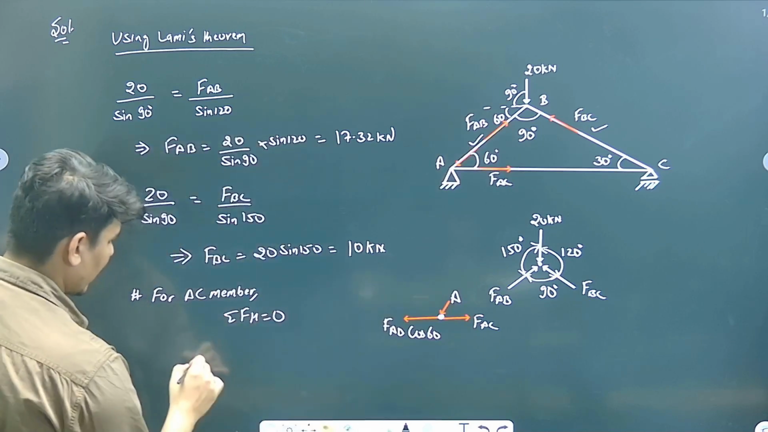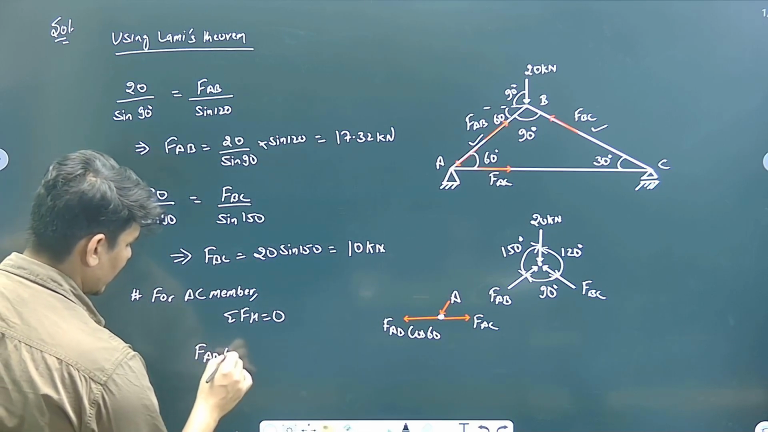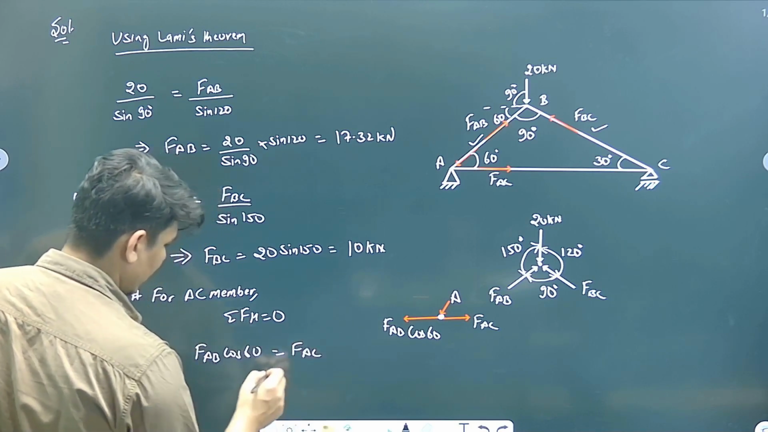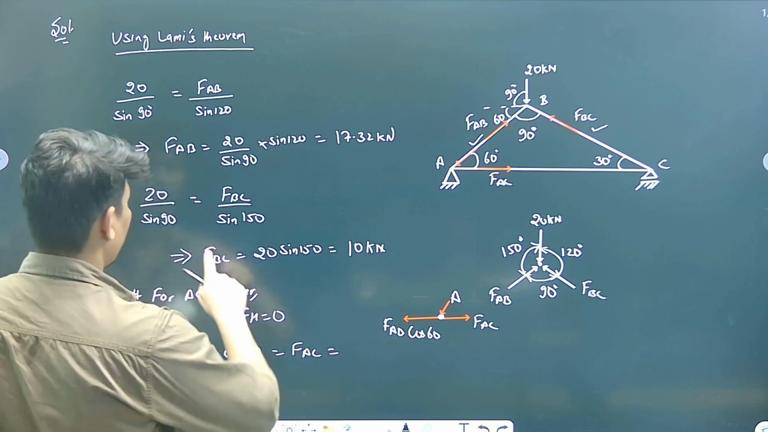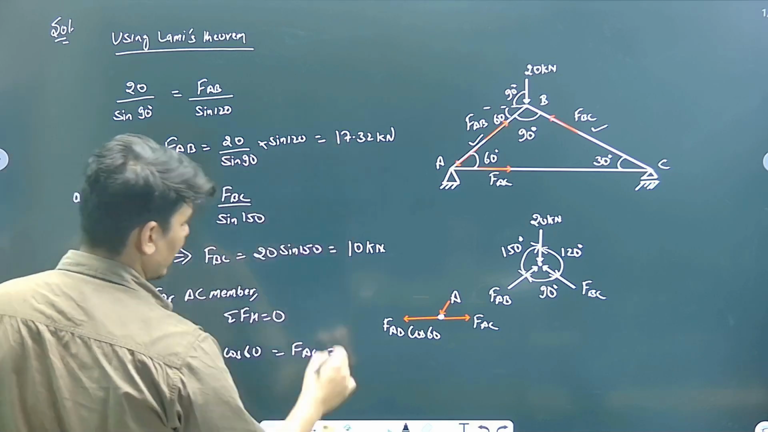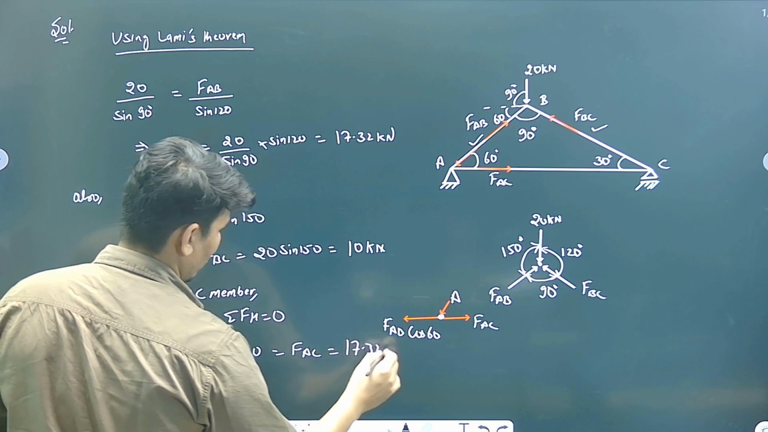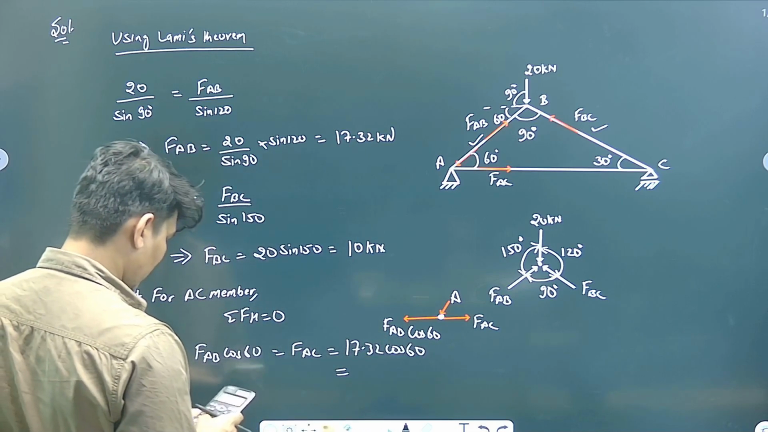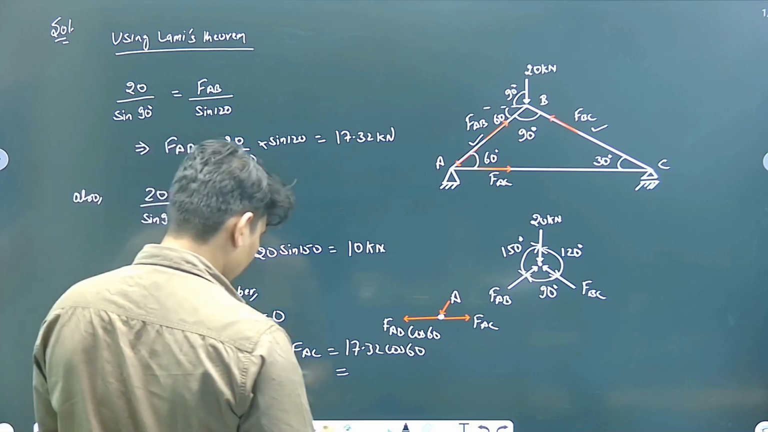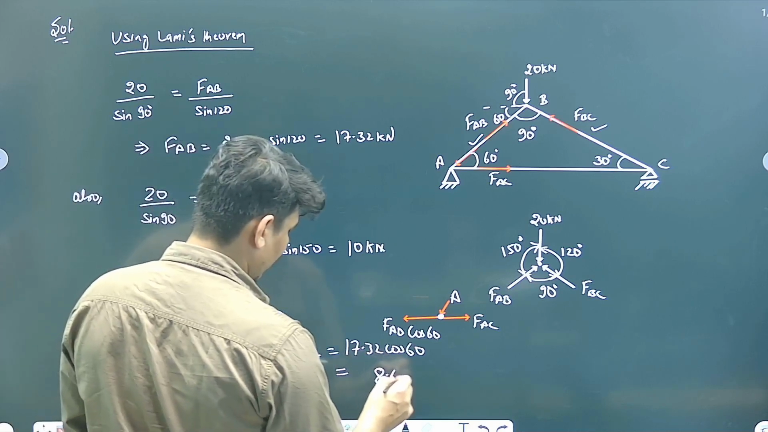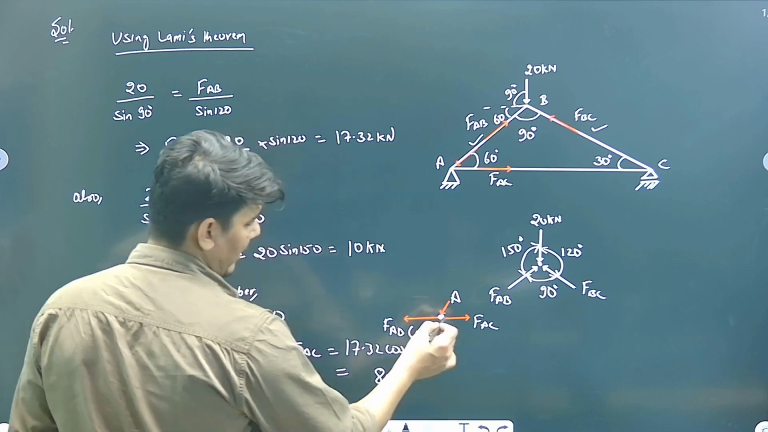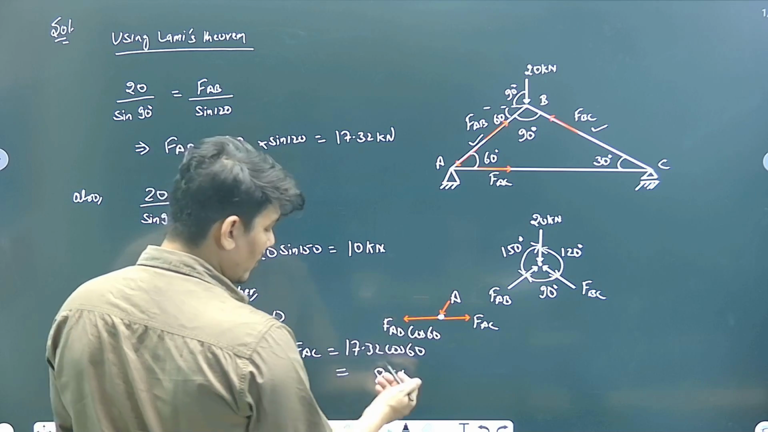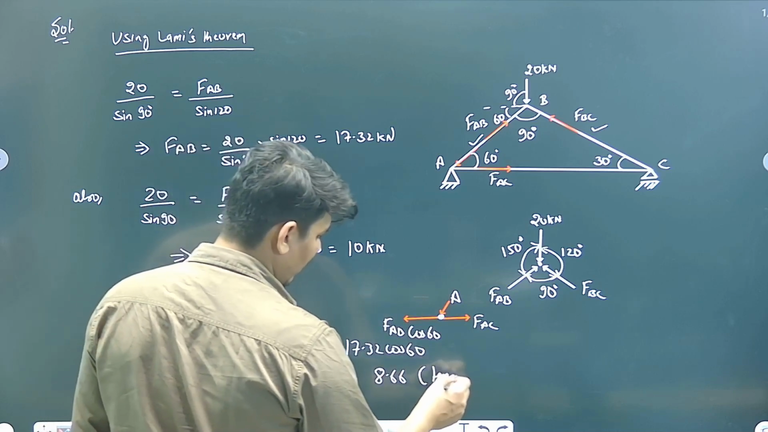So directly we can write F of AB cos 60 will be equal to F of AC, which is equal to, just multiply it. F of AB, force in AB member was 17.32 cos 60. Solve it. 17.32 cos 60 is 8.66. Right? So we have considered this F of AC as tensile force. So the value is positive. That means it is the tensile force.